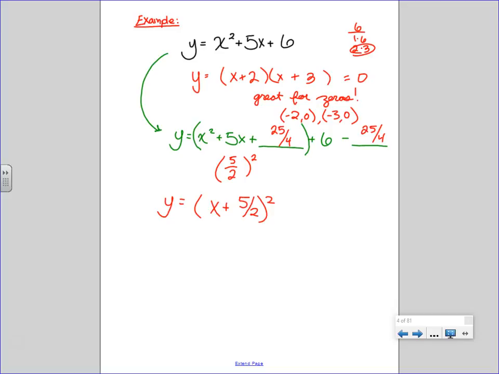Now I have to do 6 and 25/4. That's not a big deal as long as you say, who is 6 in terms of fourths? Now you could do the old-fashioned way, times 4 over 4, and that works. Or you could say, I have a pizza cut in fourths, and I have 6 of them. How many slices? 24 slices.